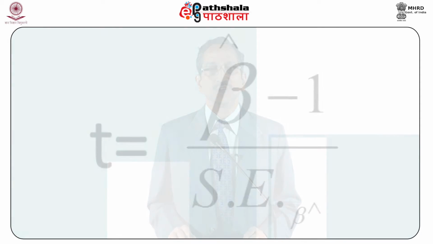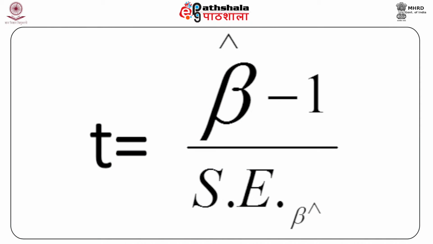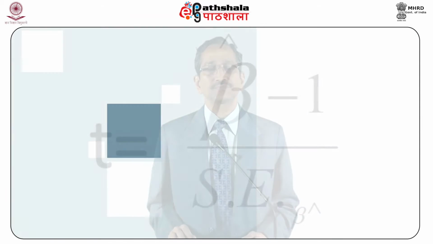Now we test the model using a t-test and apply the following formula. So if we apply the t-test, we can write down t equal to beta hat minus 1 upon the standard error of beta hat. However, you will find that this statistic does not follow exactly the t distribution. Rather, it follows a tau distribution. Therefore, to test the significance, we look at the table value of the tau table rather than the t table.